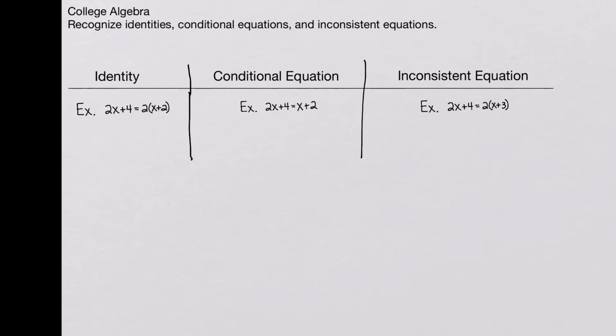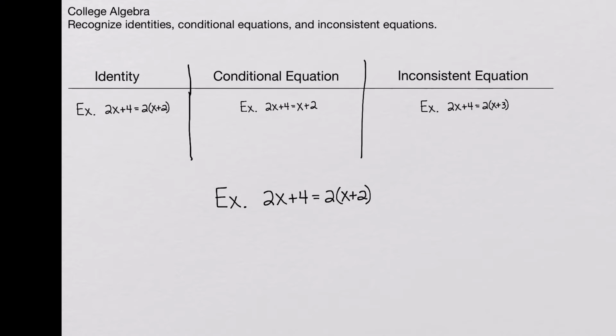In this video, I'm going to talk about the three types of equations that you'll see. Now, the first type we're going to talk about is an identity. And we have an example here of 2x plus 4 equals 2 times x plus 2. And let's take a look at that.